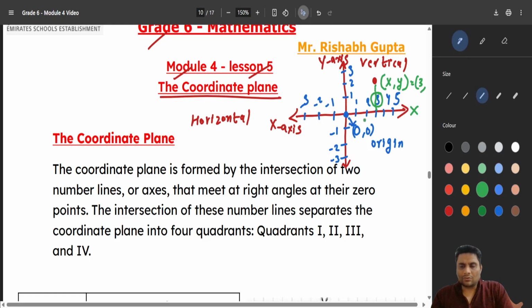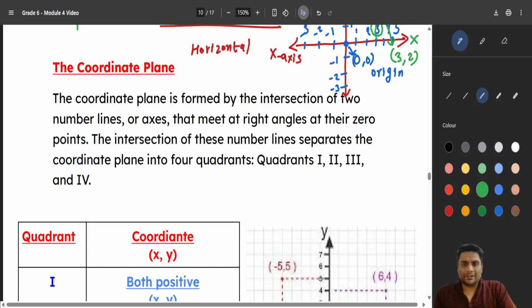Now for the y coordinate, draw a line towards the y-axis, and it is cutting at number 2, so its y coordinate will be 2. So the answer here will be 3 comma 2. This is the location of this point. So this is a coordinate plane, and the point that we have made, we call it an ordered pair. What do we call it? Ordered pair.